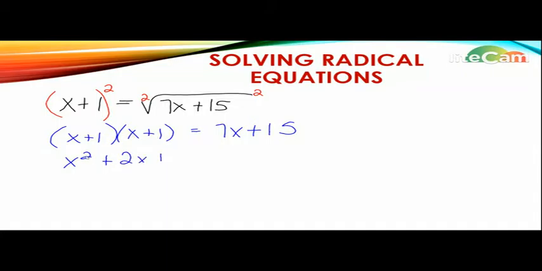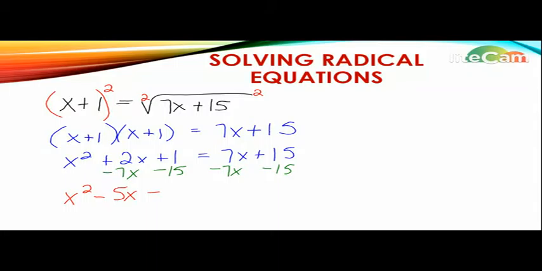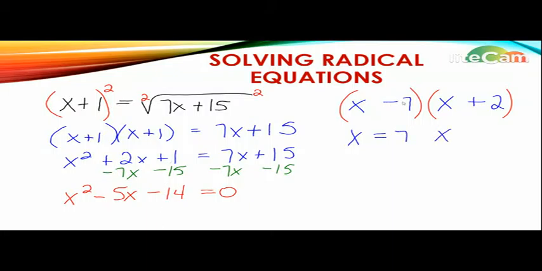Now, FOILing it gives me x squared plus 2x plus 1 equals 7x plus 15. I'm going to subtract the 7x on both sides. I'm going to put it right underneath here with my like terms. And I'm going to subtract the 15. And that's going to give me x squared minus 5x minus 14 equals 0. Now what do I have to do? Well, I'm going to have to factor it. This is easy factoring, though. I just take the factors of 14, which are 7 and 2, and which one of those will make a negative 5? The negative 7 and a positive 2. Now I'm going to solve: x equals 7 and x equals negative 2.